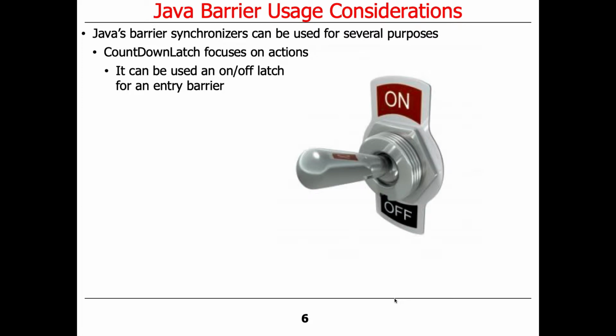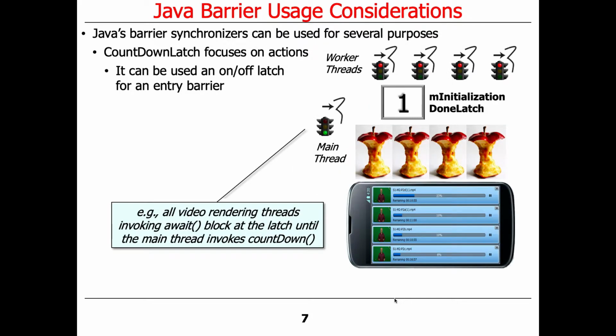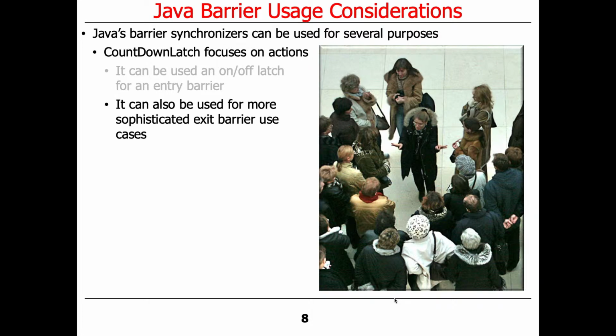You can use a countdown latch as an on-off switch or an on-off latch for an entry barrier. For example, we saw the use case where you have the video rendering threads that all block at this latch until the main thread is finished with its initialization and it invokes countdown. So that'll let all the waiting threads begin simultaneously. You can also use countdown latches for exit barrier use cases where you have everybody wait until some condition is reached where they can all move forward or one can move forward.